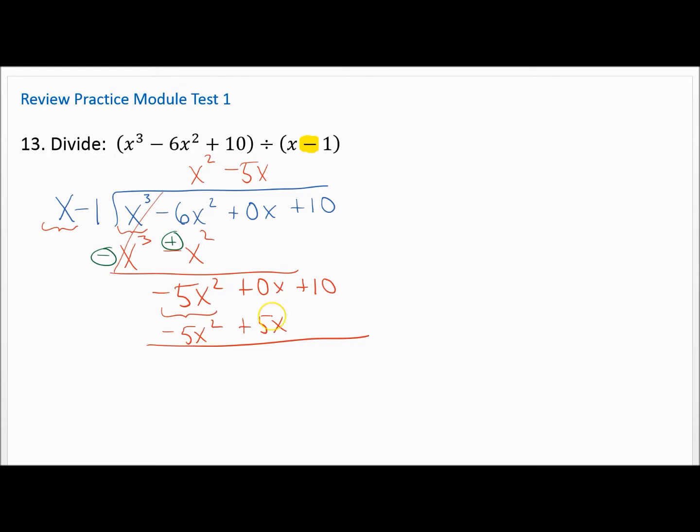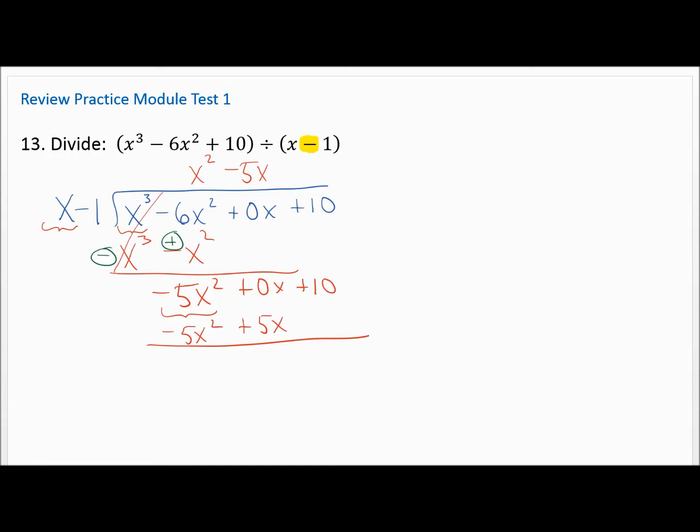Here's what's really important. Remember how we put that 0x in at the very beginning because we didn't have one? If that 0x wasn't there, the 10 would be where it is, and my like terms wouldn't line up. I would have a 5x lined up underneath the 10, and those are not like terms. I can't do that. So you must line up your like terms.